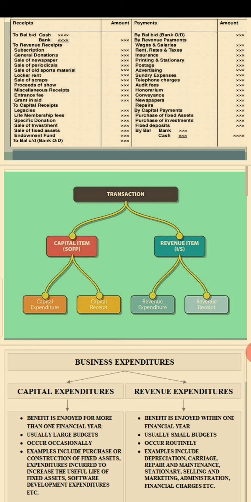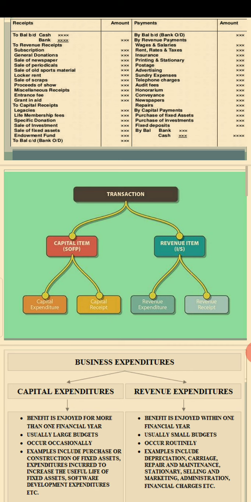Similarly, examples of capital payments, that is capital expenditures, are investments, furniture, machines and others which occur rarely, not on a regular basis. This is the example of both capital receipts and capital expenditures. So both revenue and capital natures come under the receipt and payment account.